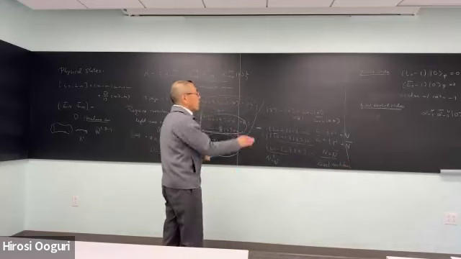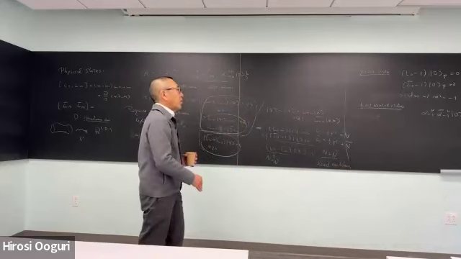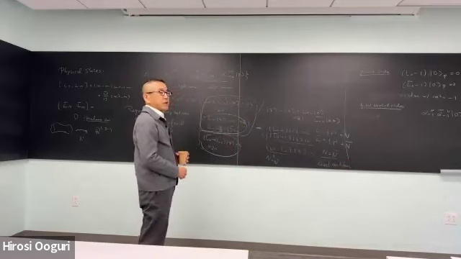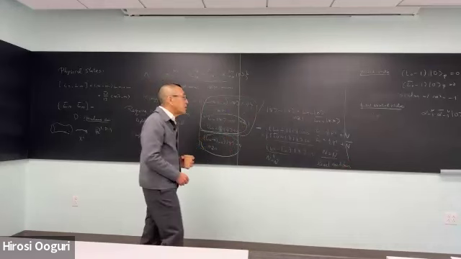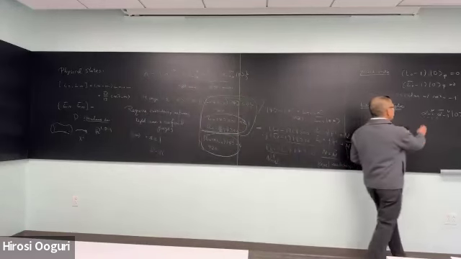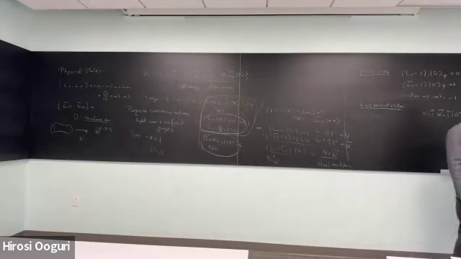So a physical state should have the same number of excitations for the left mover and right mover. Therefore, the first excitation should be of this form.